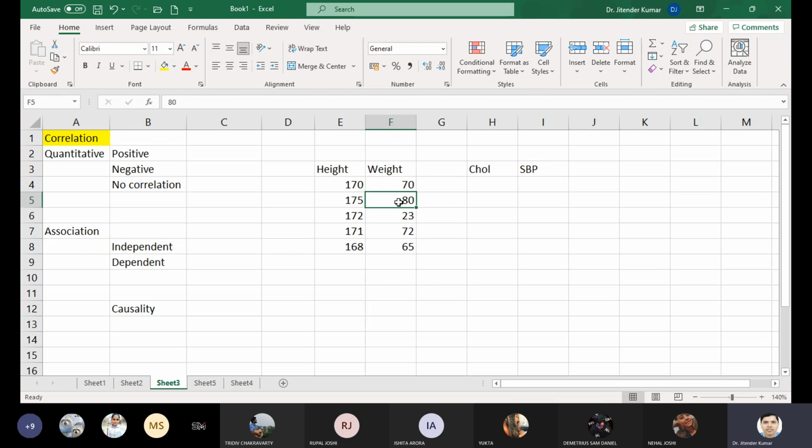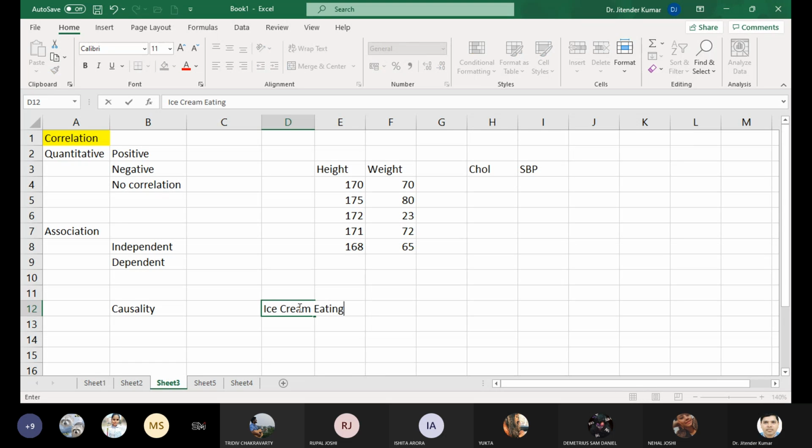Correlation will just tell you, yes, they are moving together, maybe in the same direction, maybe in the opposite direction. But that one is changing the other may not be true. Okay, so the example I always give is ice cream eating and drowning.